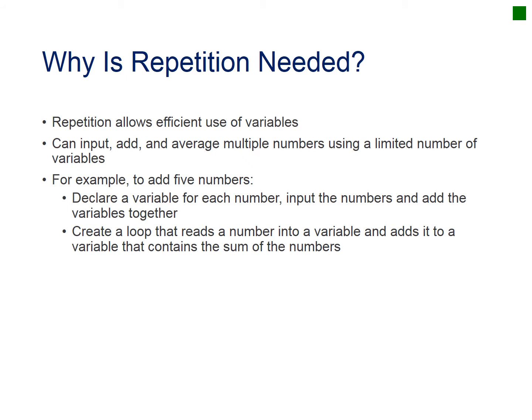Why is repetition needed? Repetition allows for efficient use of variables. We can input, add, and average multiple numbers using a limited number of variables. For example, to add 5 numbers, we can declare a variable for each number, input the numbers, and add the variables together. Or we can create a loop that reads a number into a variable, adds it to a variable that contains the sum of the numbers.